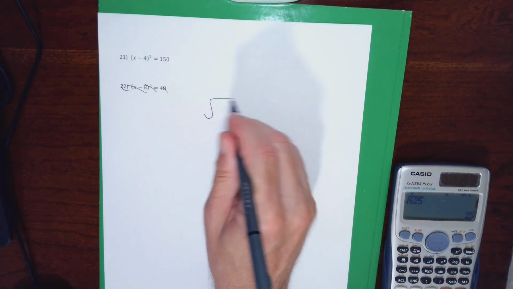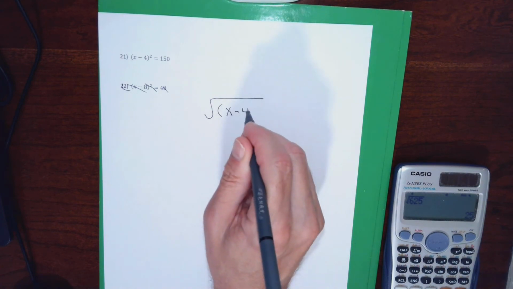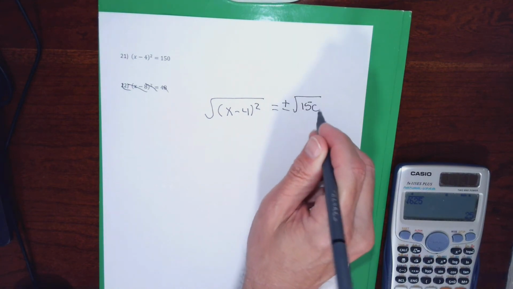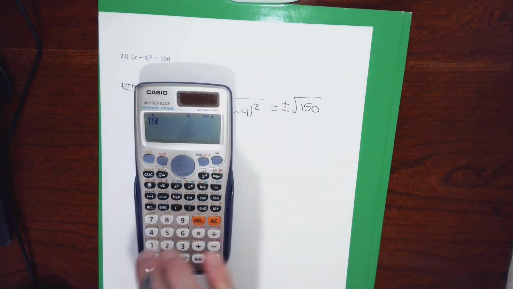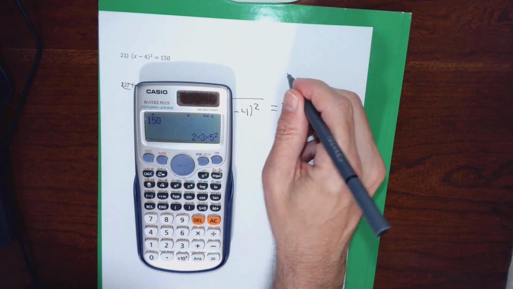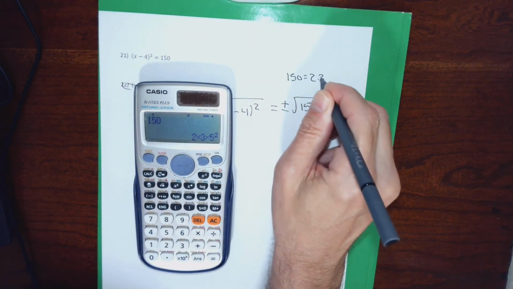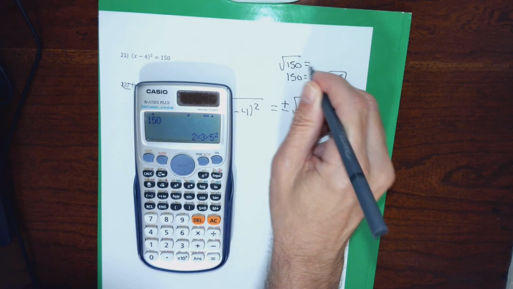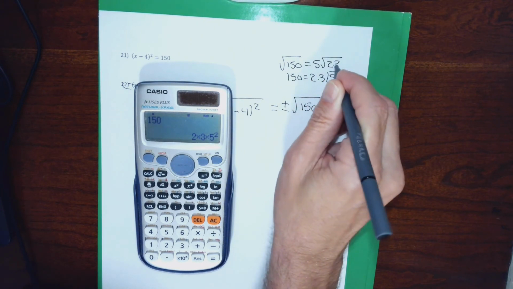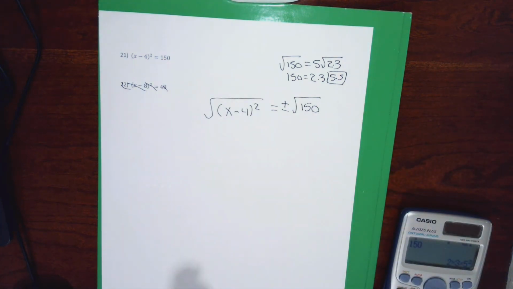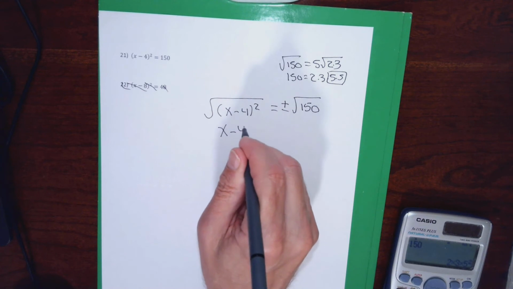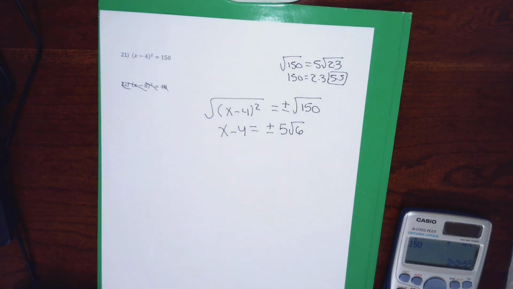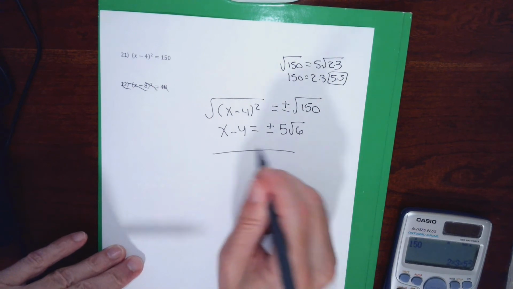So for 21, I'm going to go square root of (x minus 4) squared equals plus or minus the square root of 150. Do a prime factor tree for 150. 150 equals 2 times 3 times 5 times 5. So the square root of 150 would have a 5 in front of my radical and a 2 and 3 under my radical. So this is going to give me x minus 4 equals plus or minus 5 rad 6, or square root of 6. I'm going to add 4 to both sides.